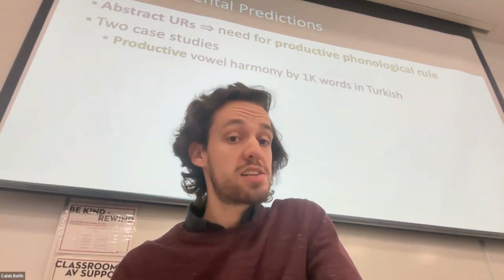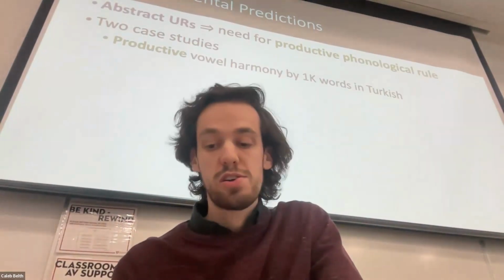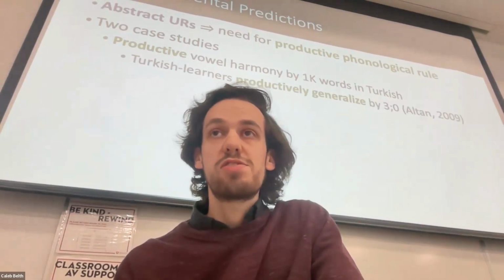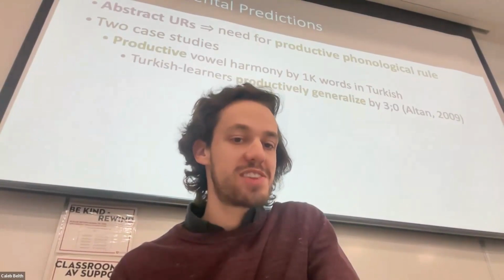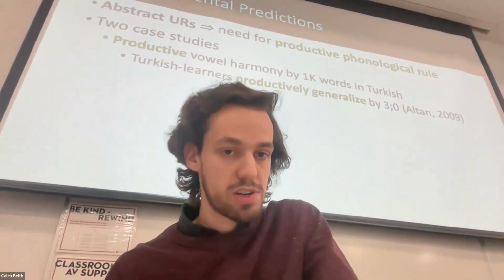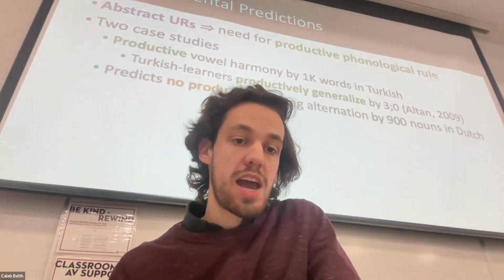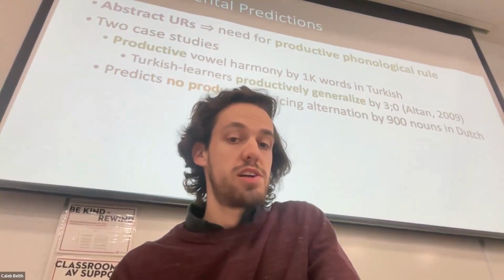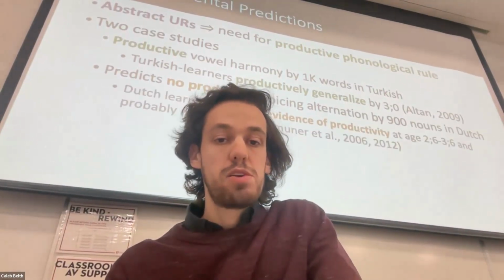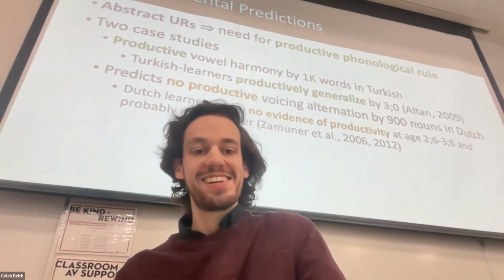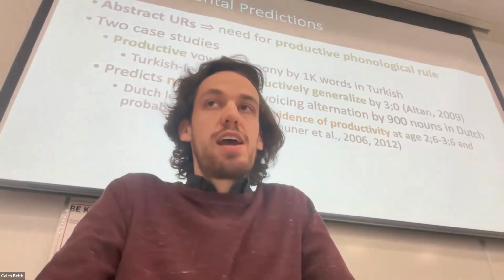So we're going to look at two case studies, which I mentioned before. First of all, the model is going to predict vowel harmony to be productive by 1,000 words in Turkish. And that's going to be consistent, spoilers, with some acquisition results that Turkish-learning children are productively generalizing vowel harmony by age 3. And it's then going to predict no productive voicing alternation by at least 900 nouns in Dutch, which is going to be consistent with some acquisition findings that Dutch learners do not show evidence of productivity at ages 2.5 to 3.5 and potentially much longer.